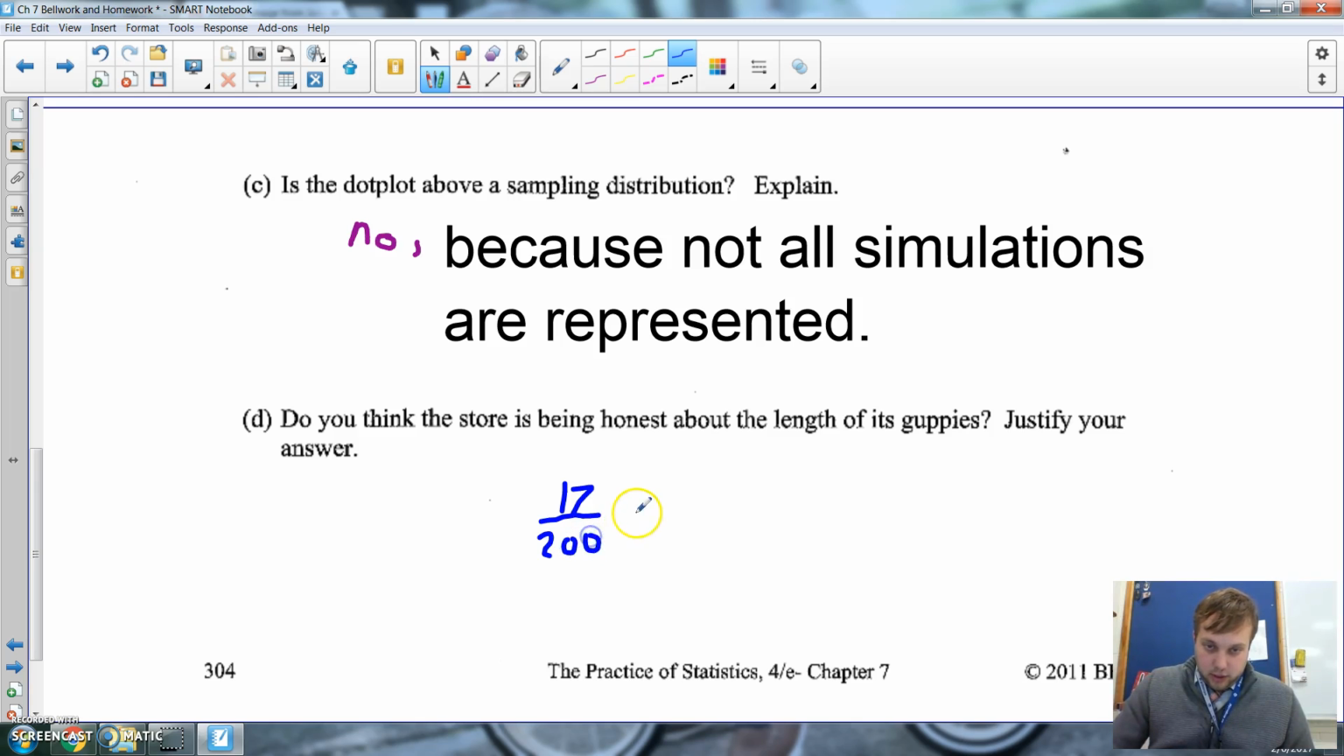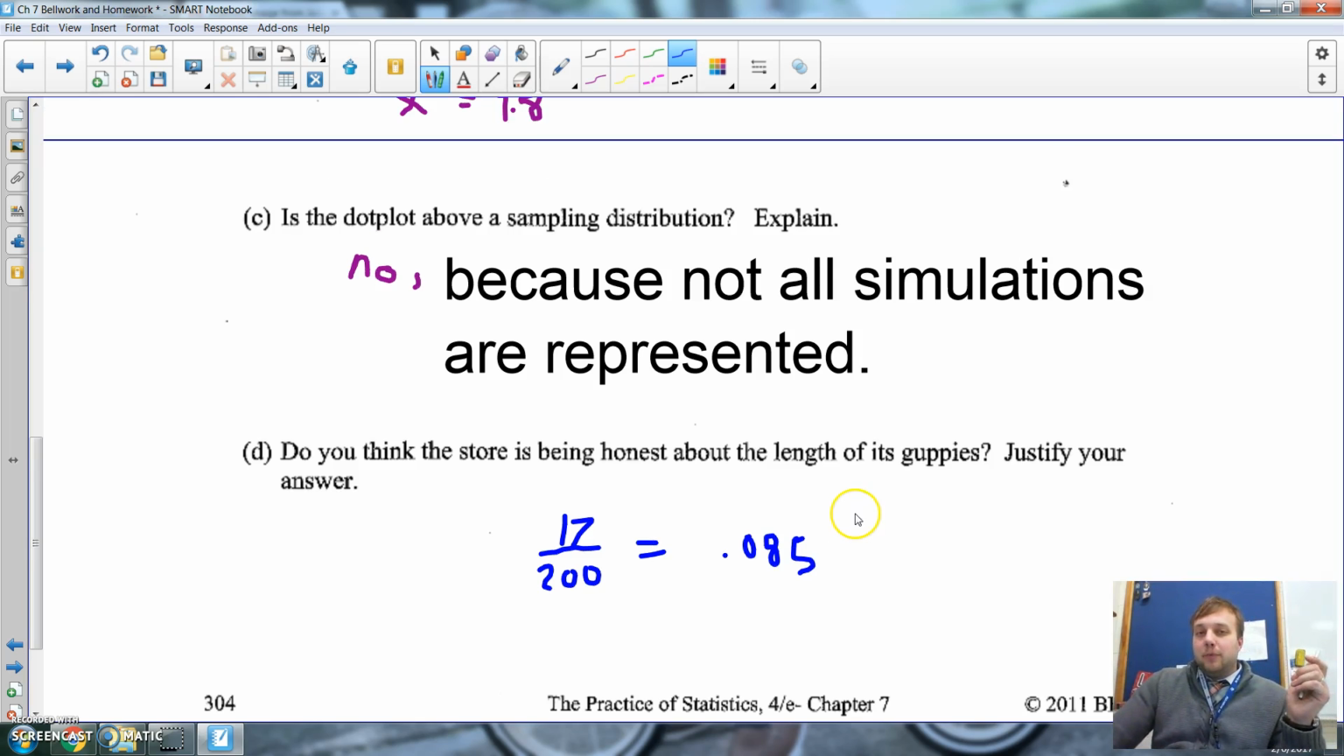Now, I'm no genius, but I think that's about 0.085. Ugh, those 8s are killers to write with your mouse. All right, it's about 0.85%. Now, do you think they're being honest? 0.085. Well, this is kind of up in the air because I'm down there really low. The probability is very low.